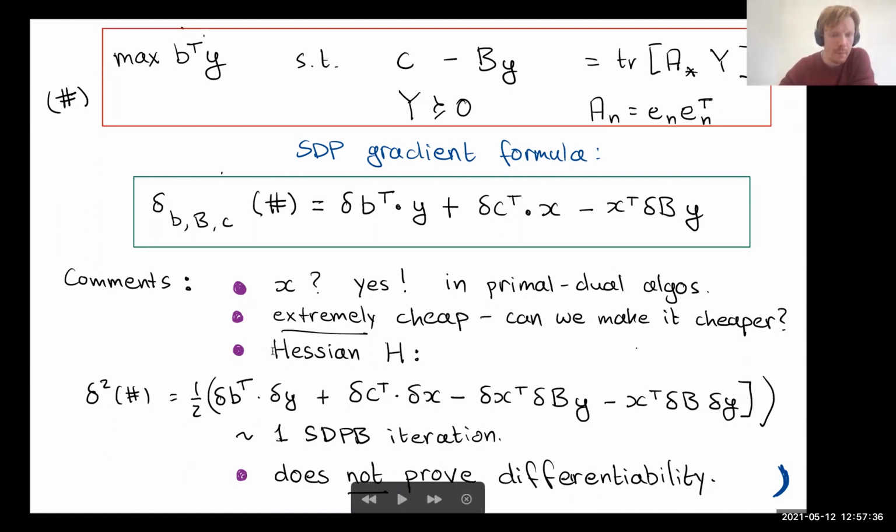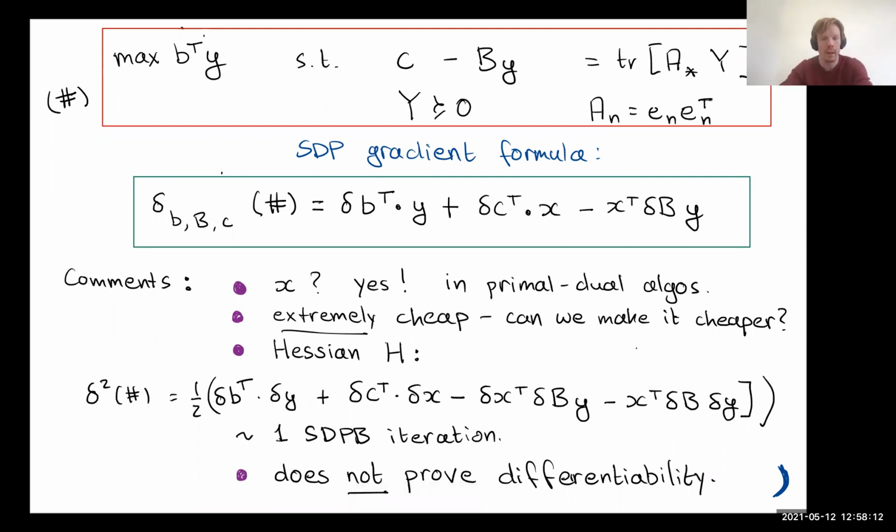I should say we've also found a nice formula for the Hessian, which is basically the variation of the variation. And it looks like this. So you just see that there's some delta y's and delta x's involved. But in practice, even computing those is not so hard. It's of the order of one SDPB iteration, up to some subtleties that I'm not going to delve into. So we haven't used this Hessian in our paper, but in principle, you could use the Hessian, the matrix of second derivatives, also.